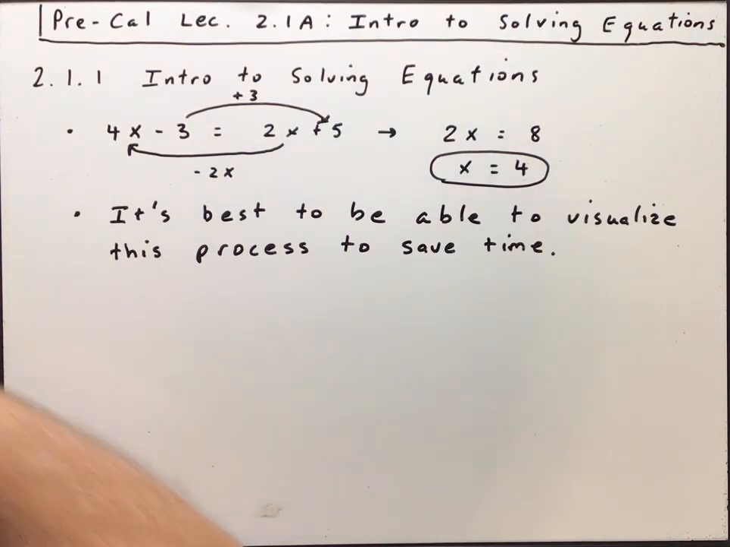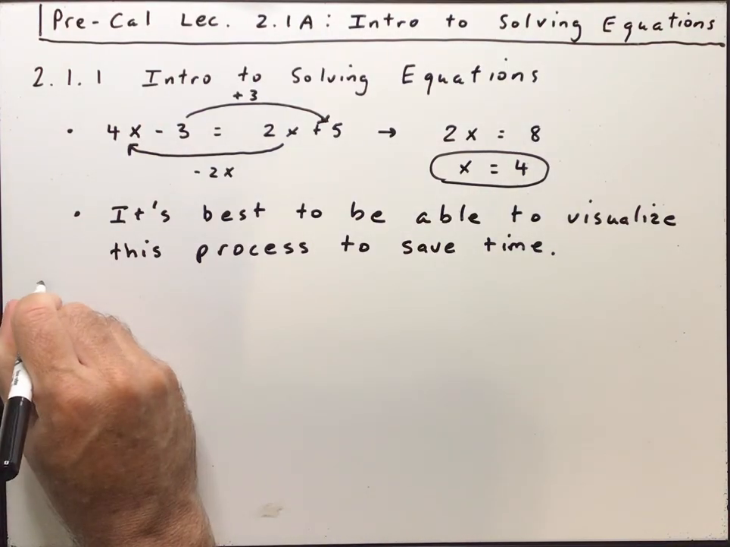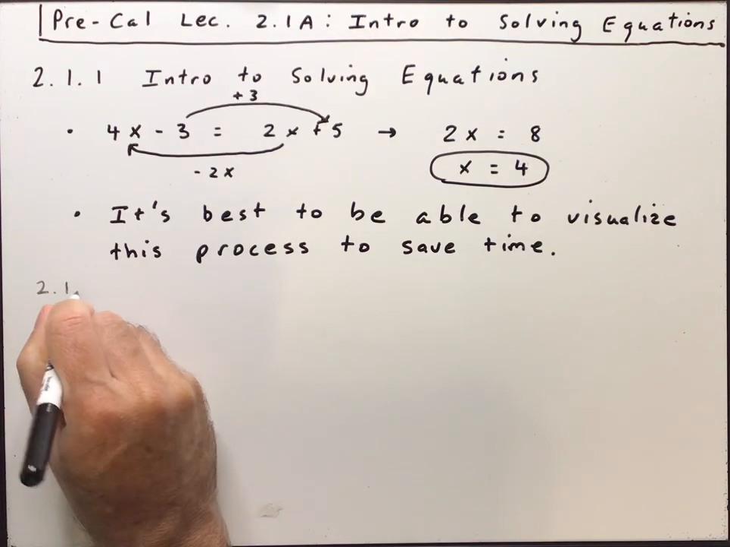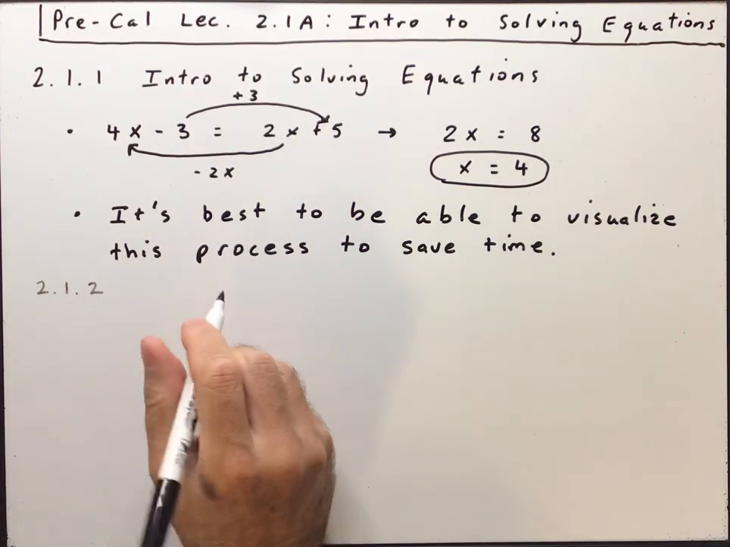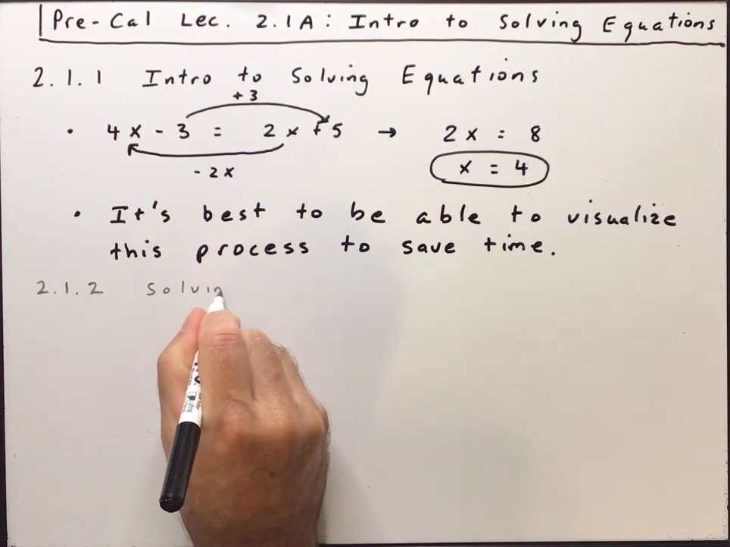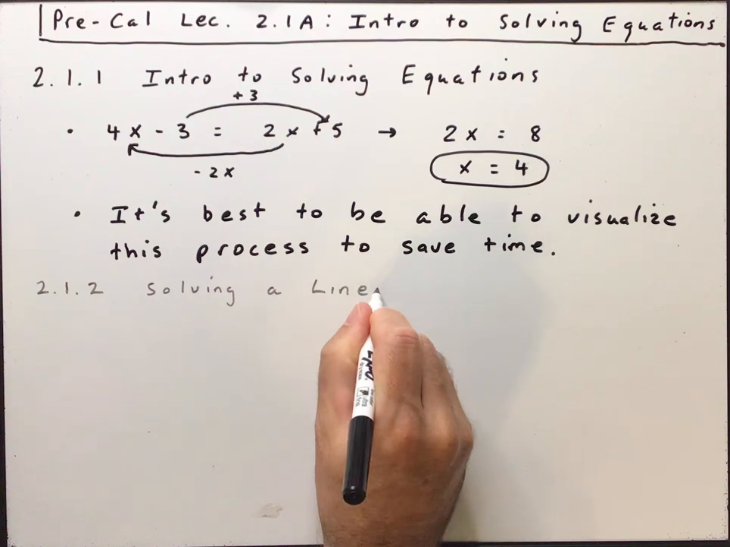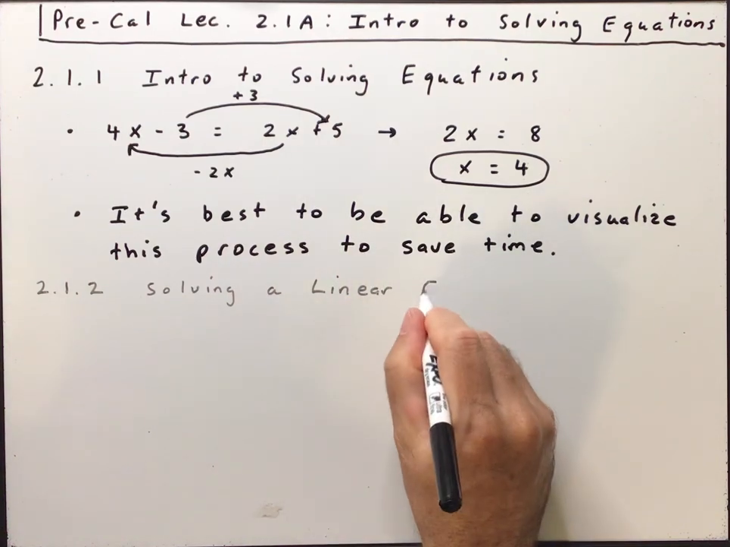So let's get a new marker here. Now we're going to move on to 2.1.2, and we'll call this solving a linear equation.